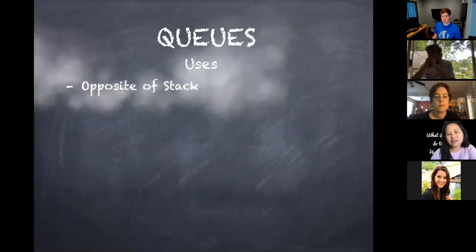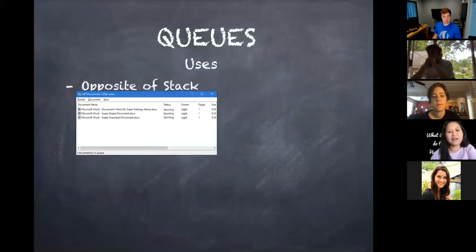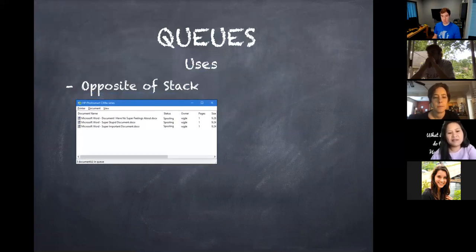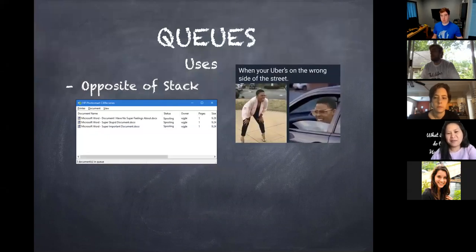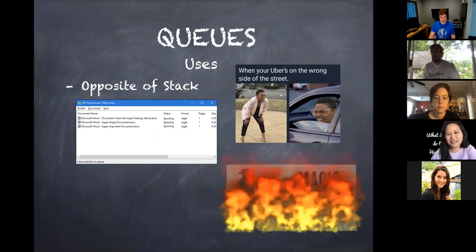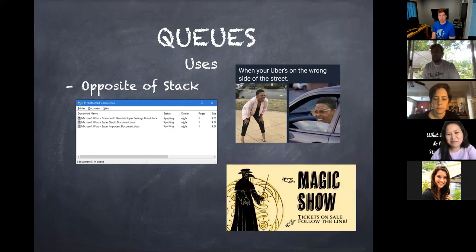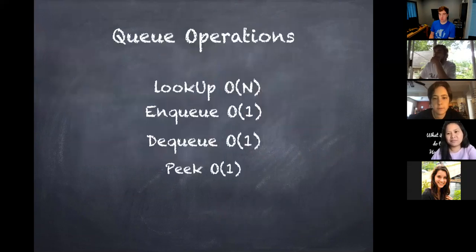The queue's uses: a queue is the opposite of a stack. One of its uses is in the printer. If we were to queue something on the printer, whichever you put in first is going to go first. And how about when you request an Uber? If you're the first one to request, you should get a ride first. And the magic show, if you're on a wait list for tickets that you really want, then if you're first in line, you're going to get served first.